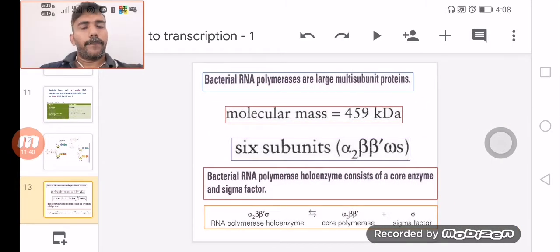And when you see the structural features, it's a heavy molecule in terms of molecular weight and also in terms of subunit number. It has around 460 kilodalton with 6 different subunits, and we can split them into core enzyme and the sigma factor when it comes as a holoenzyme. So a holoenzyme is formed by combining the core enzyme with the sigma factor. So sigma factor is an important element going to control the reaction of transcription.